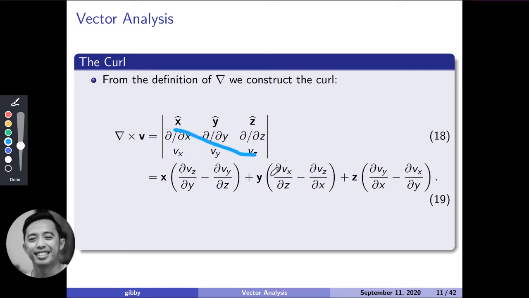Partial of Vz, partial x. For the z hat, you cover it, then you cross multiply. You have partial Vy, partial x, and then we have partial Vx, partial y. So we have this definition of a cross product, or curl.